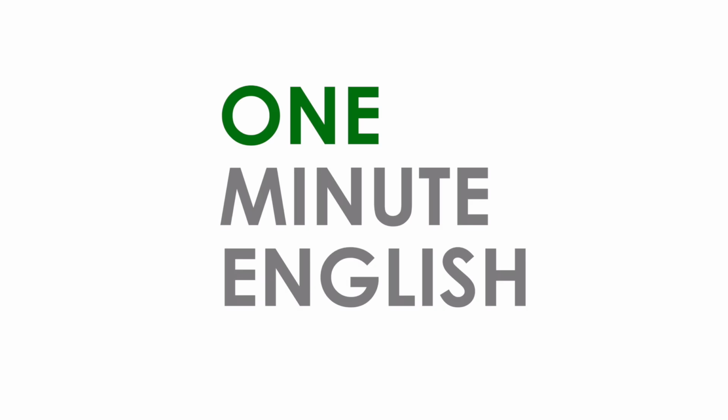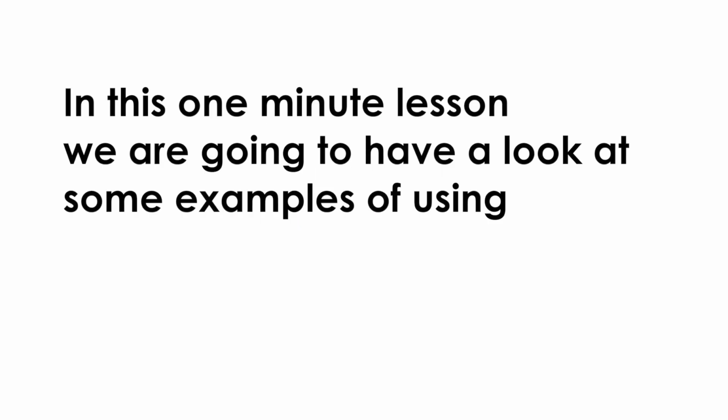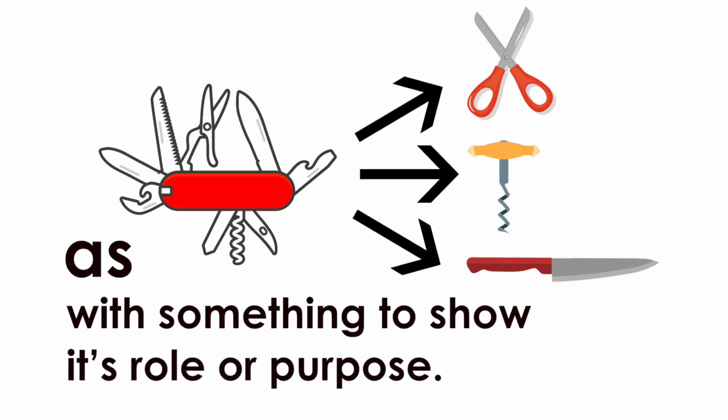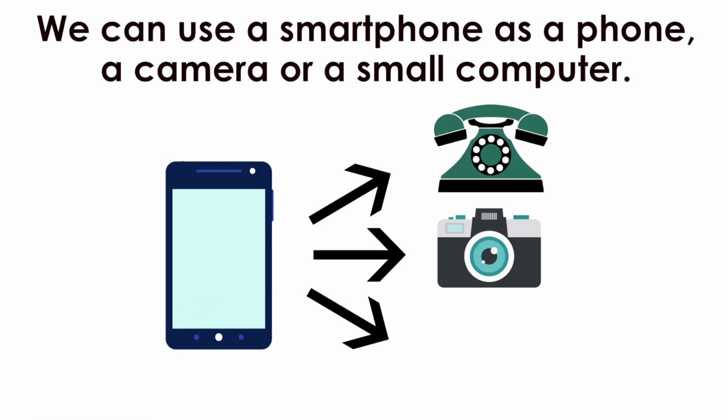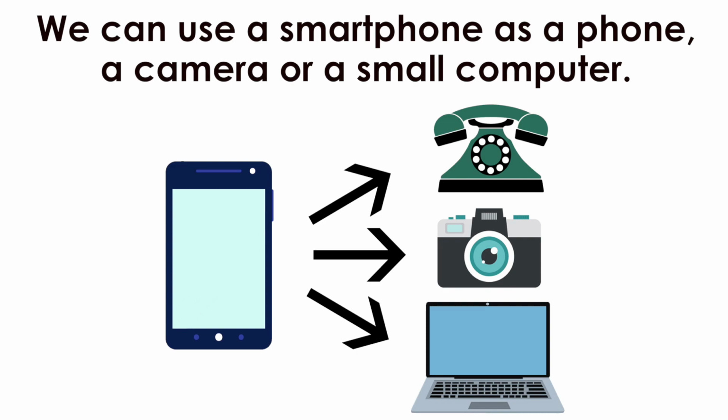1 Minute English. In this 1 minute lesson, we are going to have a look at some examples of using as. We use as with something to show its role or purpose. For example, we can use a smartphone as a phone, a camera, or a small computer.